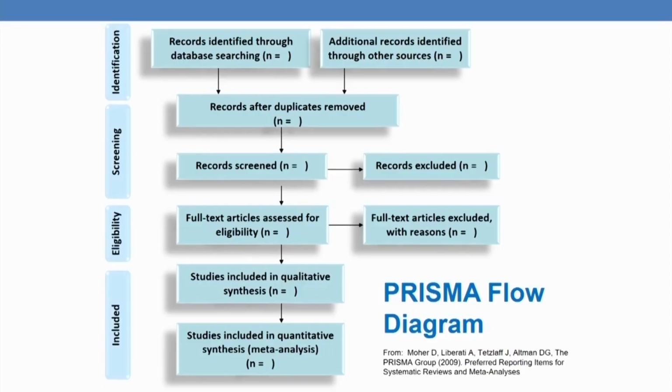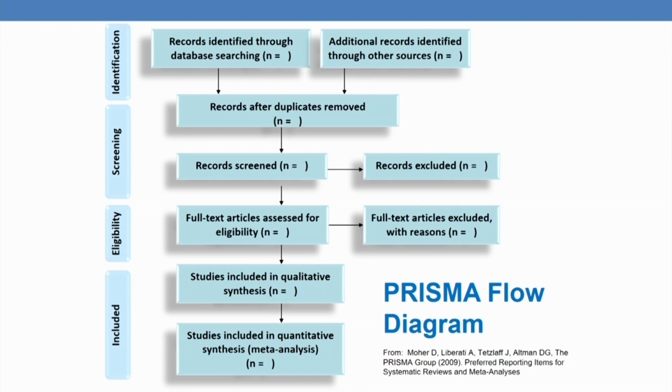The screening process would include the records after duplicates removed, records screened and records excluded. We record these items. Eligibility: full text articles assessed for eligibility, n is equal to how much, and full text articles excluded with reasons, why we are not including them in our research project. So, what is the total number of them, and finally, the included studies: studies included in qualitative synthesis, studies included in quantitative synthesis, n is equal to how many.